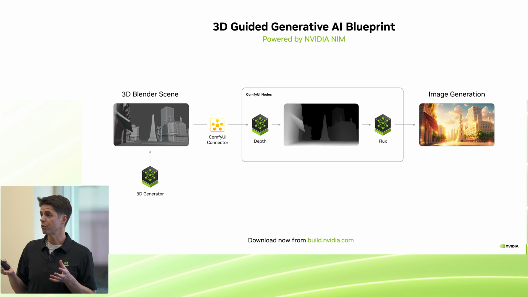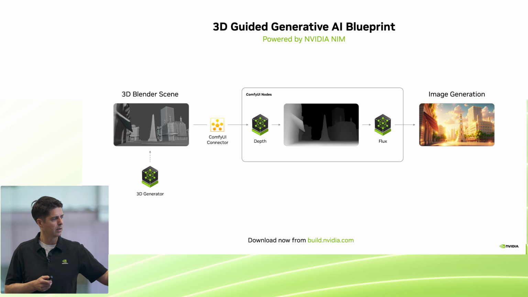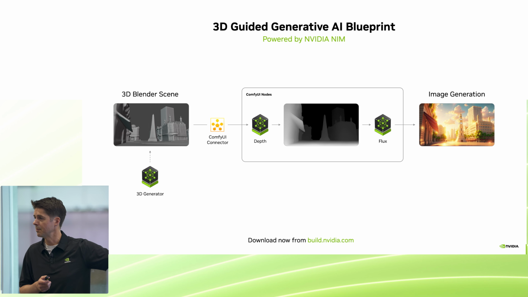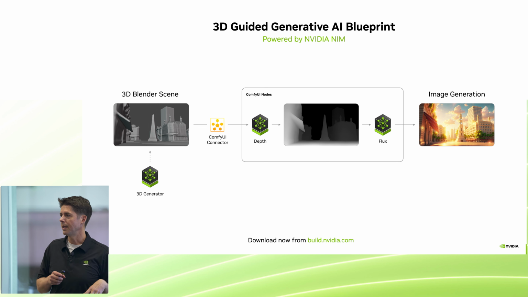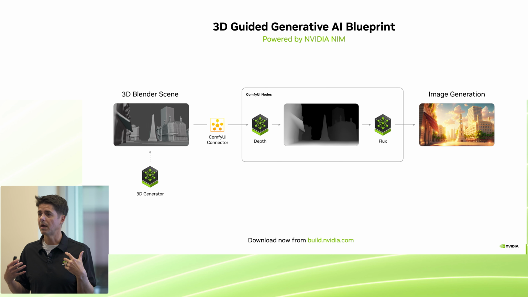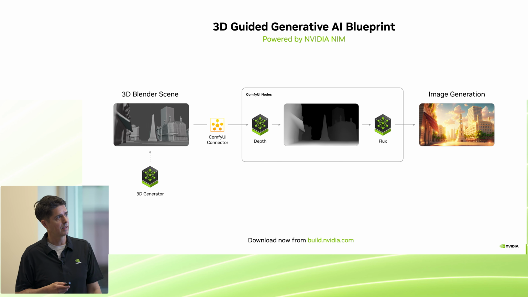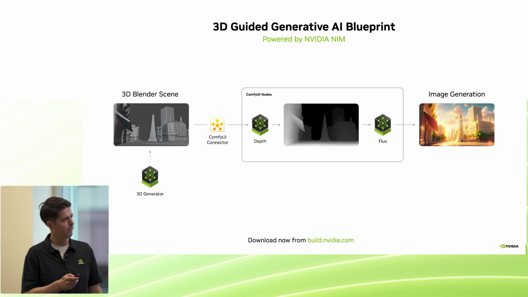Instead, what you can do is use a 3D scene that you've created to guide the composition of the piece of AI art that you're generating. As an example, we have a 3D generator coming in from Shutterstock, and actually this is powered by NIM in the cloud, so NIM works both on device and in cloud. From that, you get a 3D scene that you can import into Blender. You can export that 3D scene into ComfyUI, and then use that as input into the Flux NIM that we just talked about, and then use Flux to generate the final content. So rather than me talk about it, let's take a look at a video of this in action.